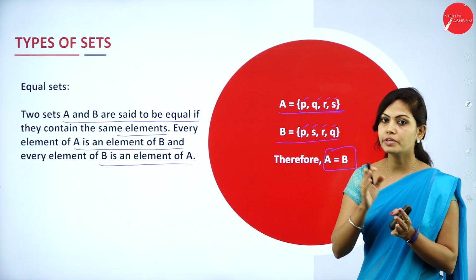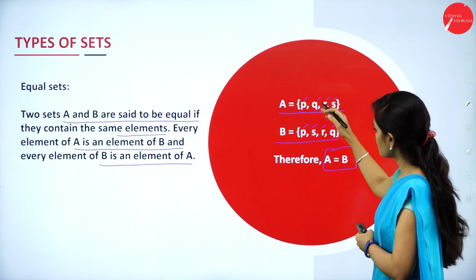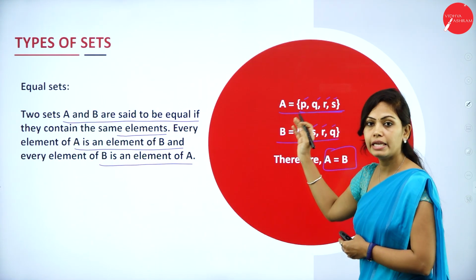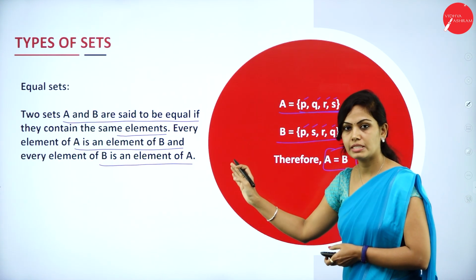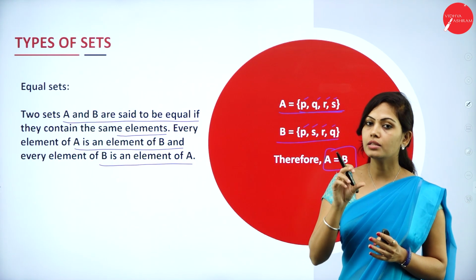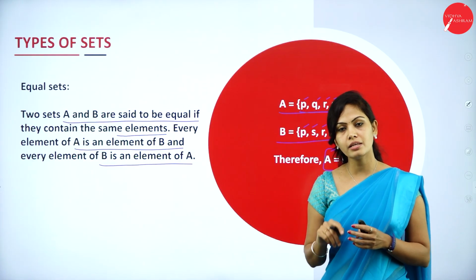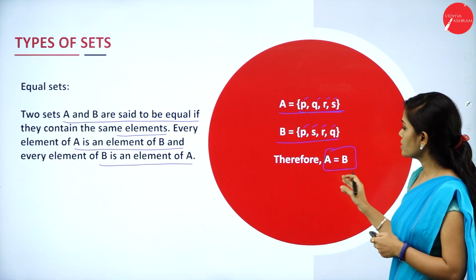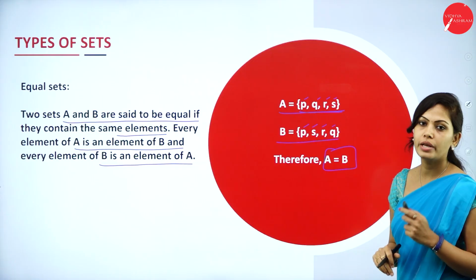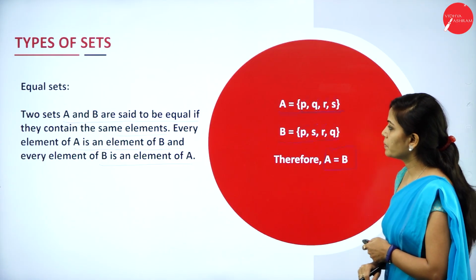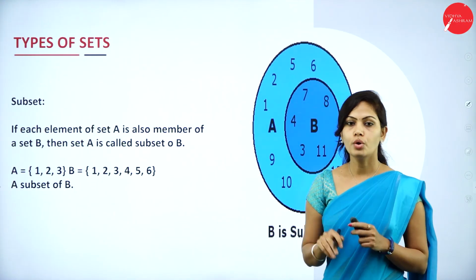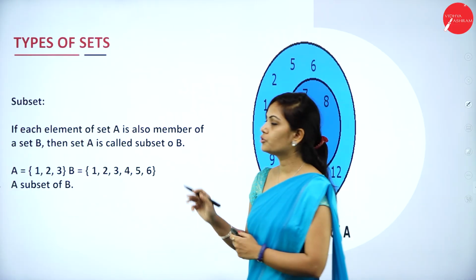See the difference between equivalent and equal sets. In equal sets, both sets have the same elements. But in equivalent sets, the cardinality should be the same. So this is your equal set and equivalent set. And the next type is subset. Very important question for 2 marks.